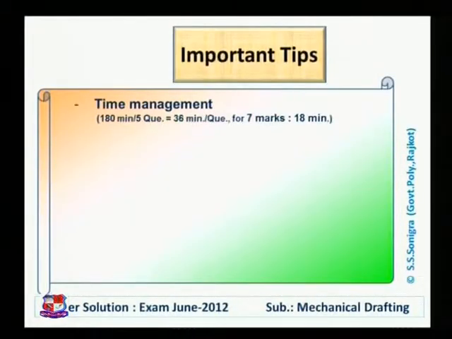Whenever you start writing the solution of your question paper, some hints should be kept in mind. The first hint is time management. We should do proper time management while we start the solution of our question paper. In the GTU question paper, 180 minutes is assigned for 5 questions in this subject. It is a 3 hour question paper. So each question should be given a weightage of 36 minutes, and hence for 7 marks we should give 18 minutes of time.